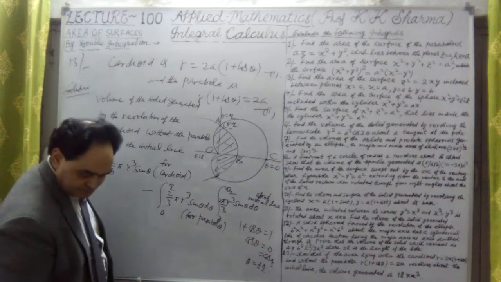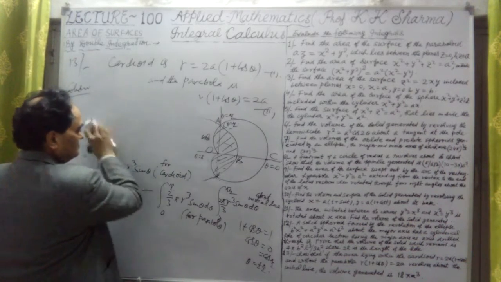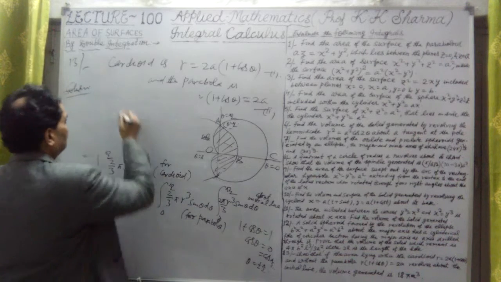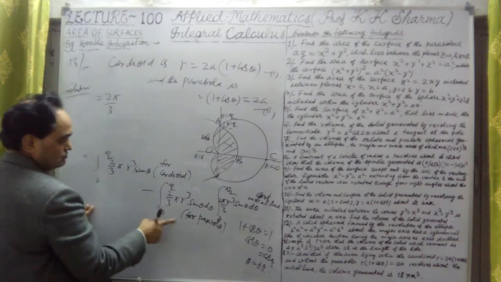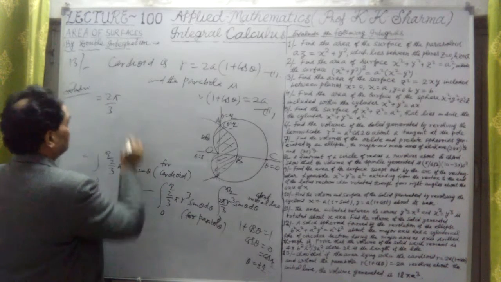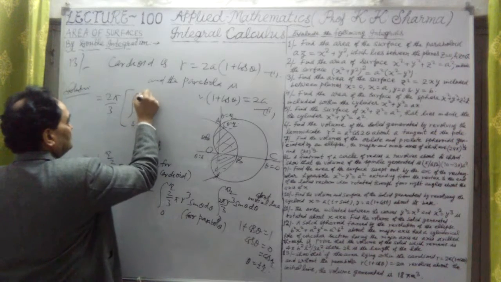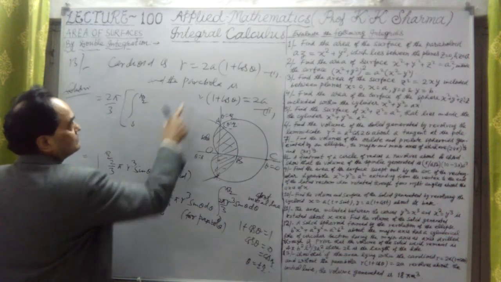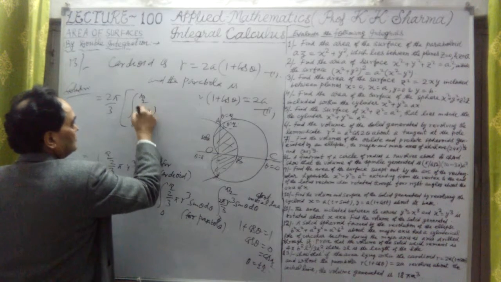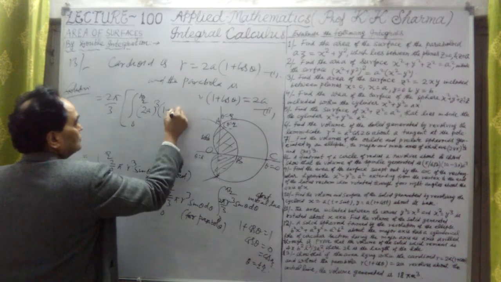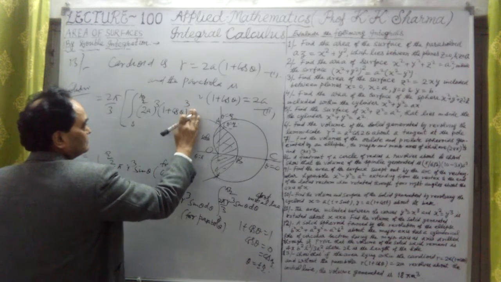Now let me solve this whole equation. Therefore, the value of this we have to substitute. Let me take 2 pi by 3 common from both of them. So in the first, this is 0 to pi by 2. In this case, r is the first cardioid, 2a whole cube into 1 plus cos theta whole cube into sine theta d theta.